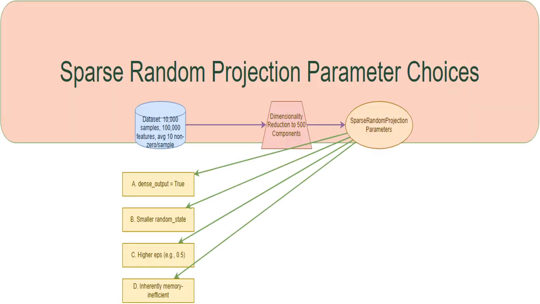We're using sparse random projection, a dimensionality reduction technique from scikit-learn, to handle a massive, sparse dataset. Think of it like condensing a huge, mostly empty room, sparse data, into a smaller, more manageable space. We are focusing on understanding how different parameter choices within this algorithm affect speed and memory use. The quiz is all about the trade-offs involved.